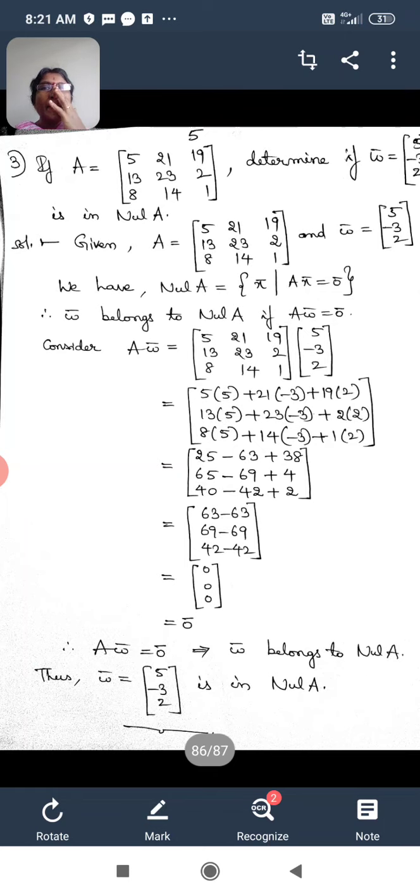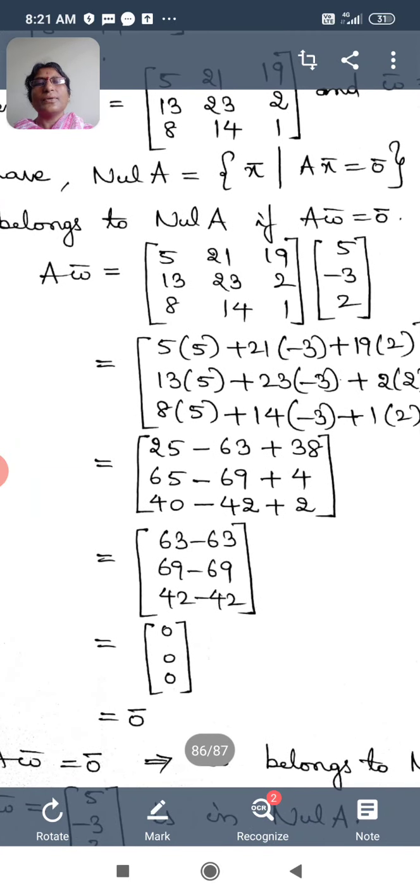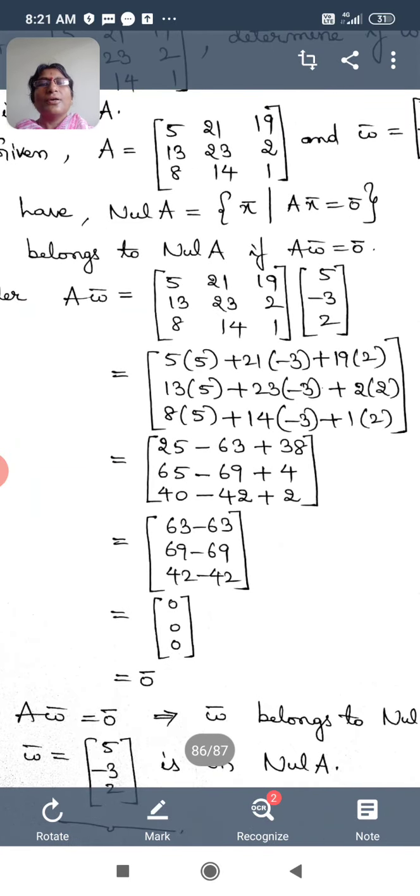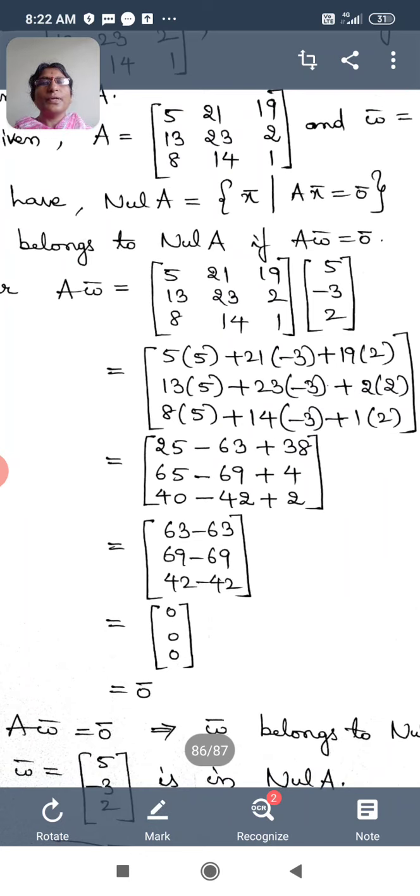So consider AW bar and let us see whether it gives rise to the 0 matrix as the resultant matrix or not. Now taking AW bar, we can first of all verify whether these 2 matrices are commutable or not.